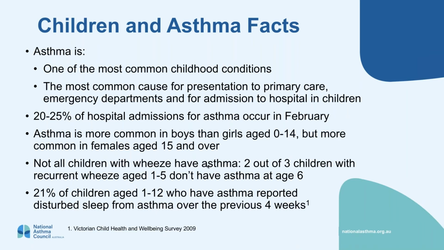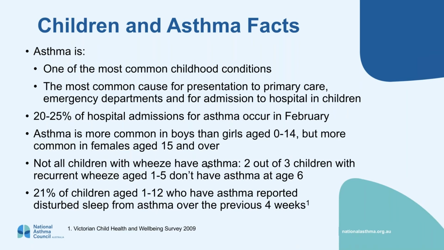Asthma is more common in boys than girls aged 0 to 14 years, but it's more common in females aged 15 and over. Approximately 47% of patients hospitalised for asthma in 2018 were aged 0 to 14. Not all children with wheeze have asthma. 2 out of 3 children with recurrent wheeze aged 1 to 5 years don't have asthma at age 6. And 21% of children aged 1 to 12 who have asthma reported disturbed sleep over the previous 4 weeks.